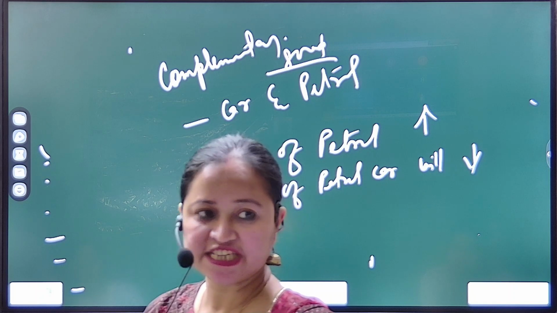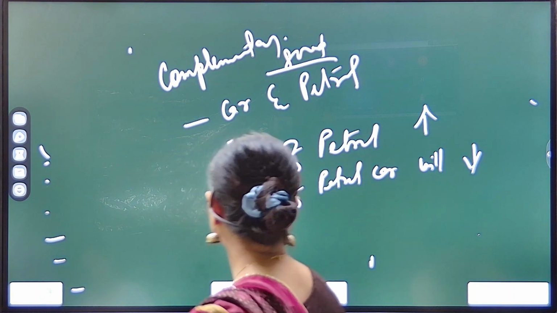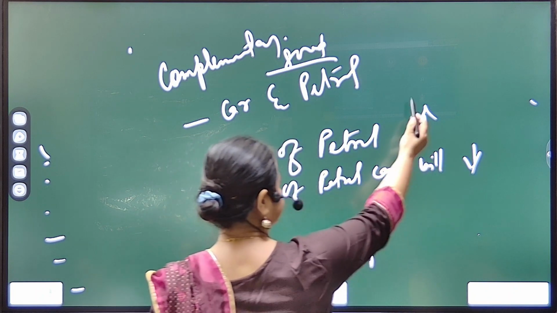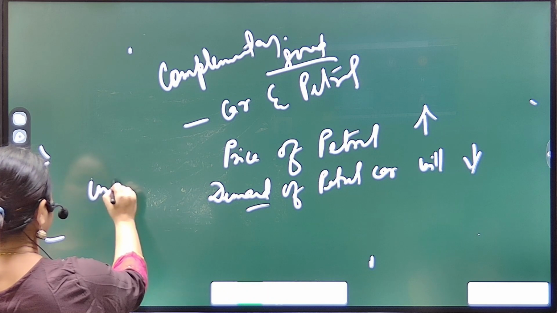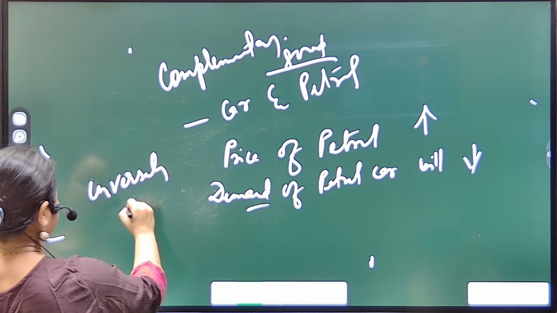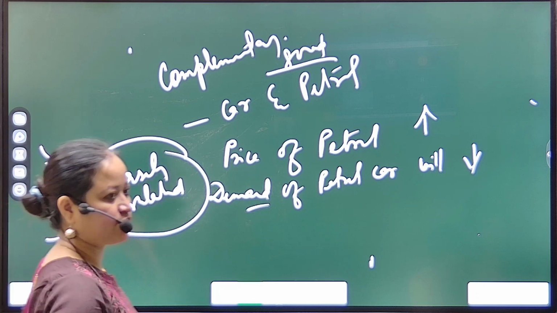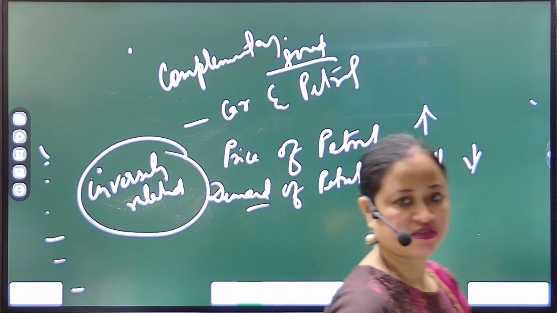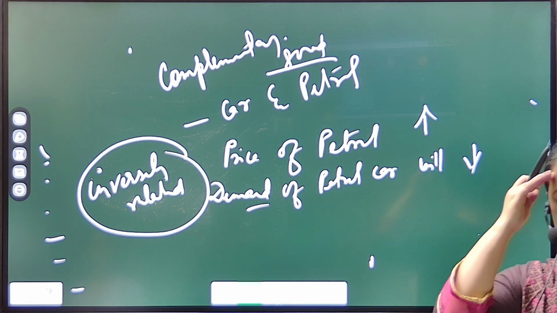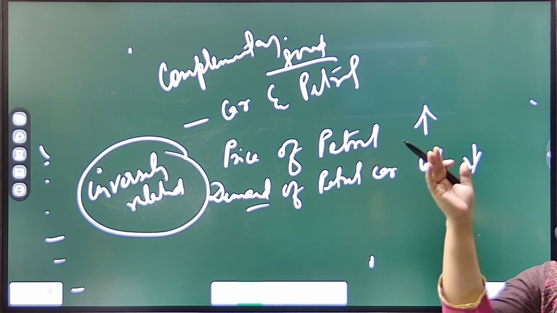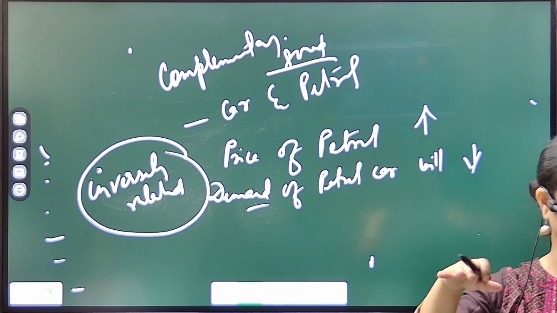Is it directly related? Yes, inverse. One is increasing, and the other, demand, is decreasing. So inversely related. So MCQs will come like this. You need to understand how it happens. Think logically here, what is the product all about? Then you try to give the answer. It is inversely related. Fine?